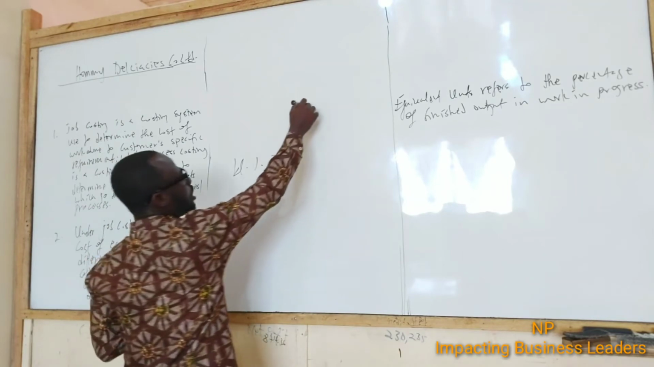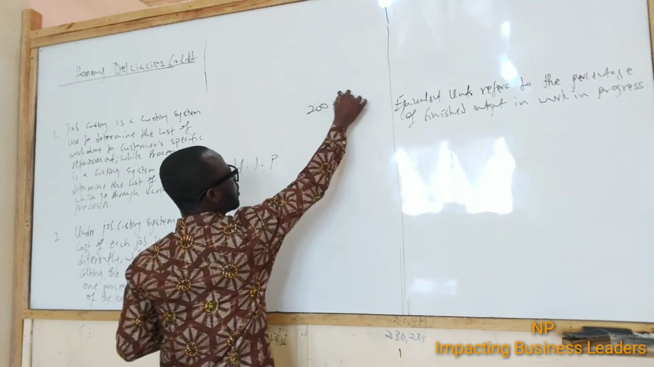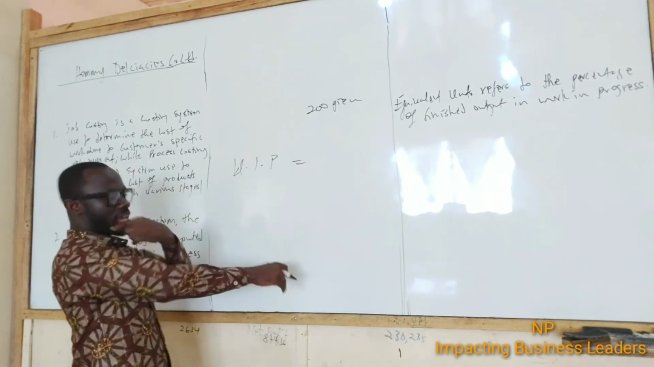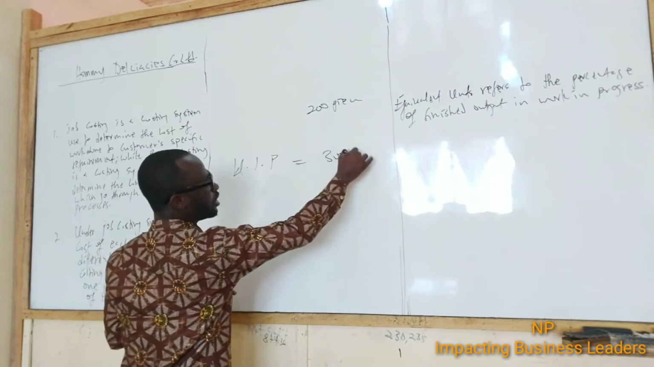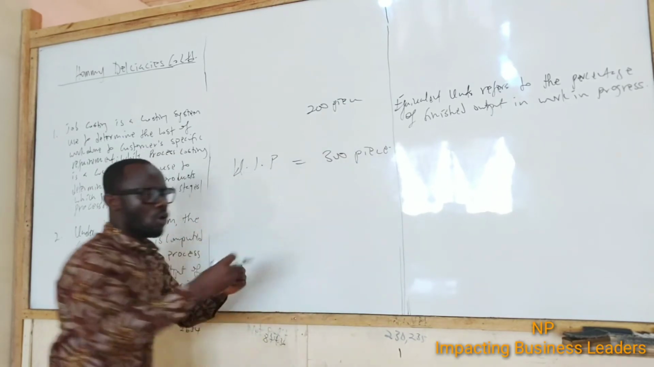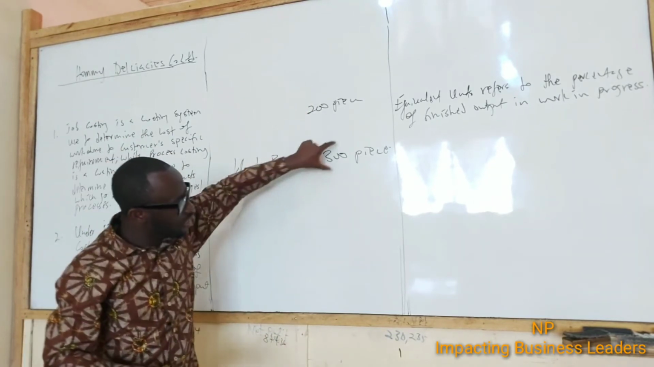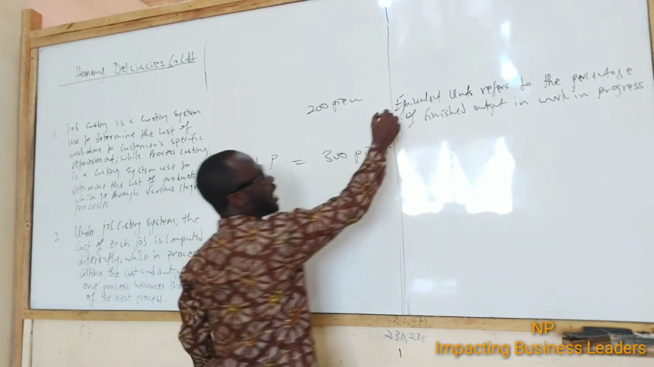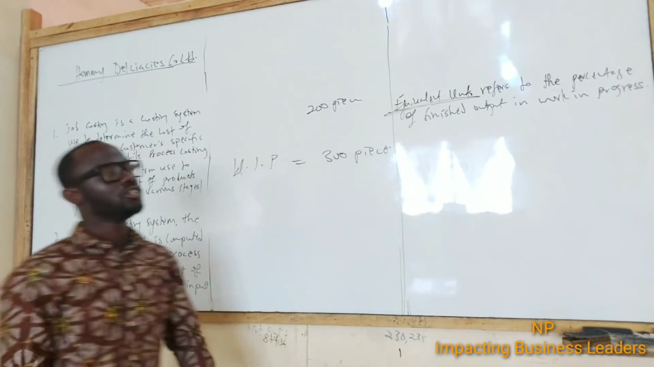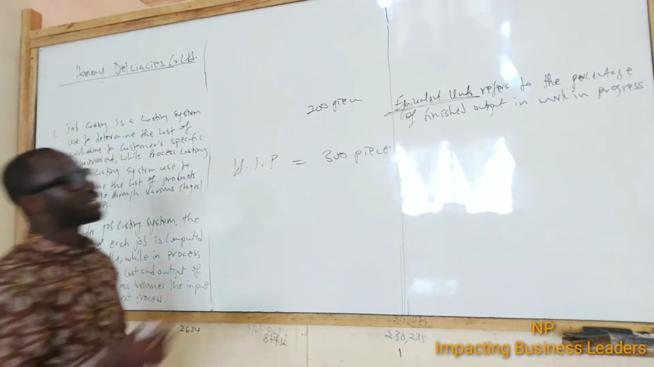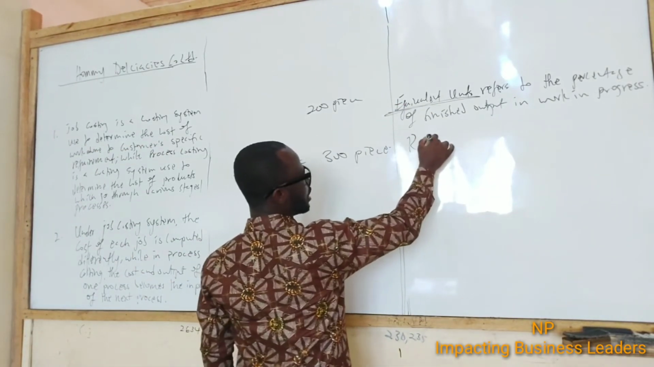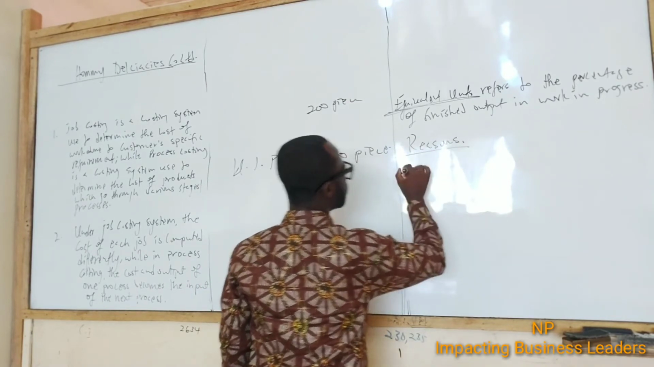So if our finished unit is 200 pieces, and we have work in progress of say 300 pieces, the question is, what percentage of the 300 is finished? That is the equivalent unit in relation to that. So the examiner said we should determine also the reasons for its computation.